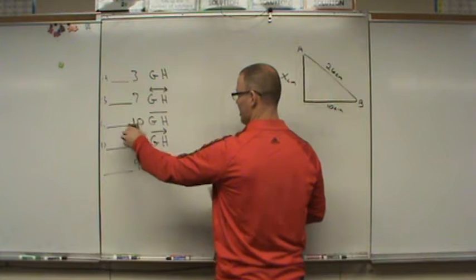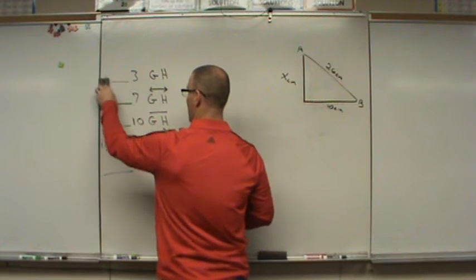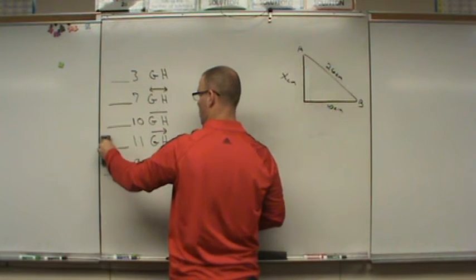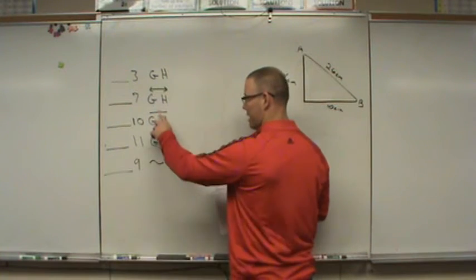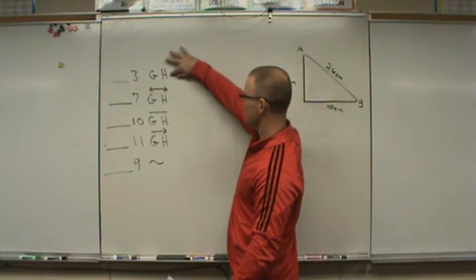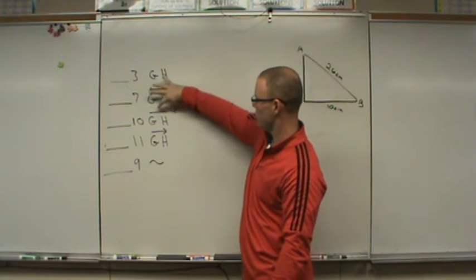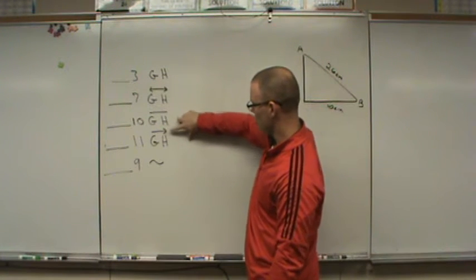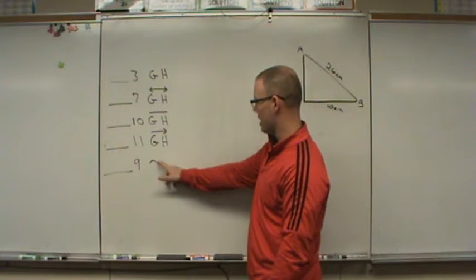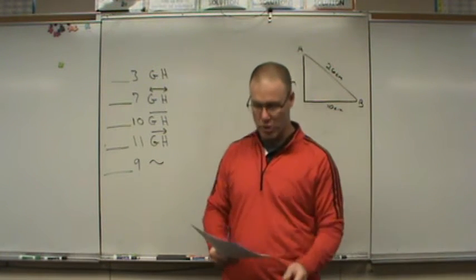But 3, 7, 10, 11, and 9, I put those up here on the board because they're hard to read. It's a bad copy. GH is number 3. GH with arrows on either end is 7. GH with no arrows. GH with an arrow on one side. And number 9 is just a little squiggly line. So pause it and try.